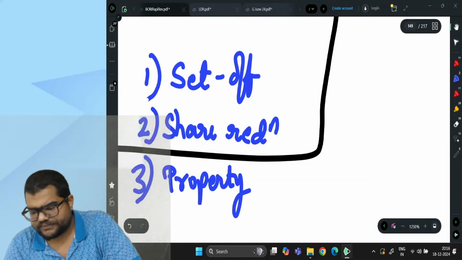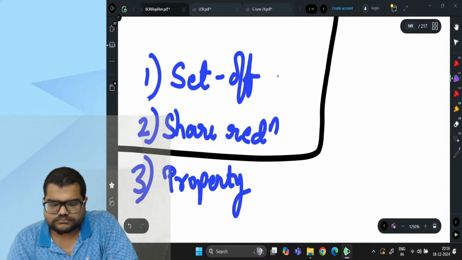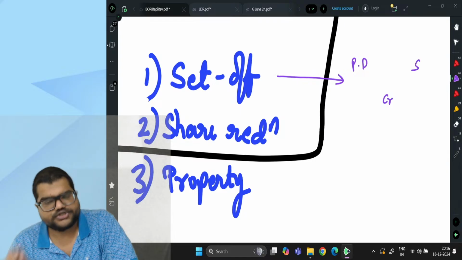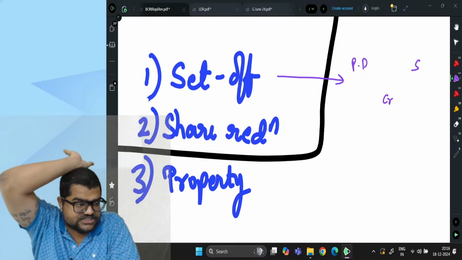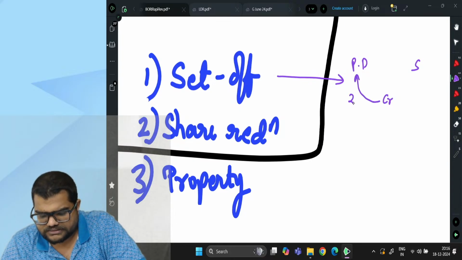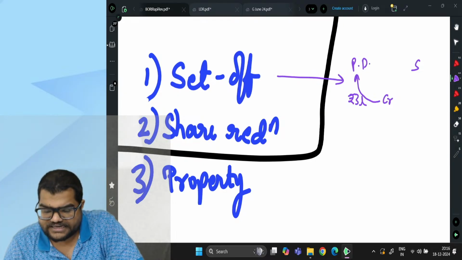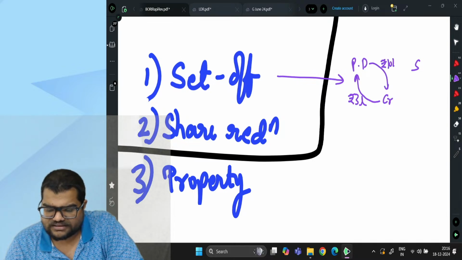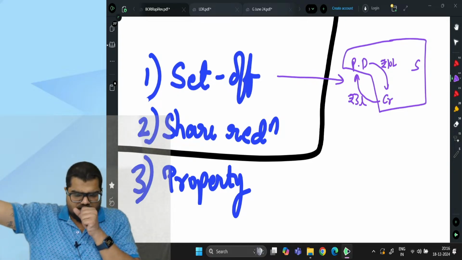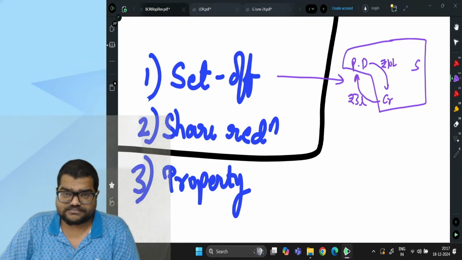Let's take an example. Let's take a simple example. So we had principal debtor, creditor, and surety. We had a previous transaction in which the creditor was supposed to pay 3 lakhs to the principal debtor, and as per this new contract of guarantee, the principal debtor is supposed to pay rupees 10 lakh to the creditor. So basically this is the contract of guarantee whereby we have a surety who is promising the creditor that in case the debtor defaults, I will pay you 10 lakh rupees.